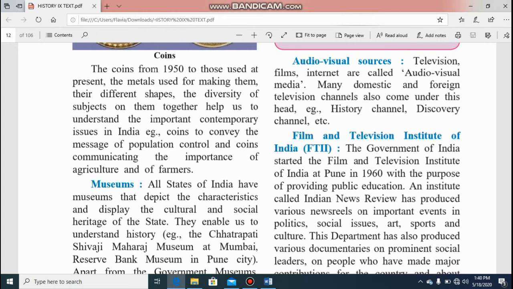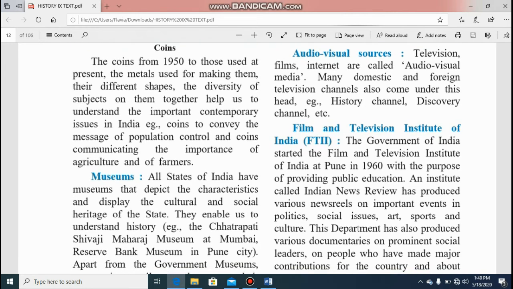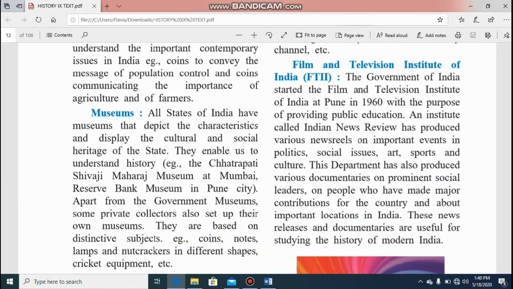The Government of India started the Film and Television Institute of India at Pune in 1960. This is also known as FTII. This institute provides public education. This institute has produced various newsreels on important events in politics, social issues, arts, sports, and culture. They have also produced various documentaries on prominent social leaders and people who have made major contributions to the country. These documentaries are useful to study the history of modern India.